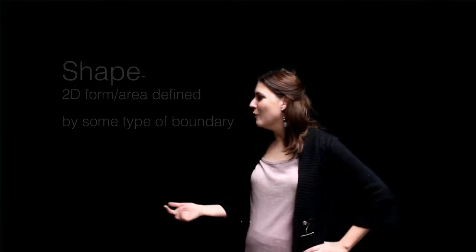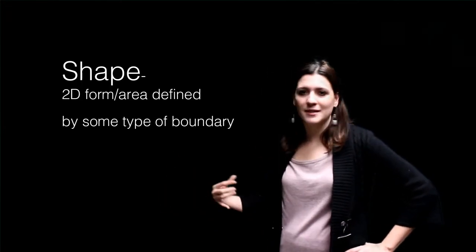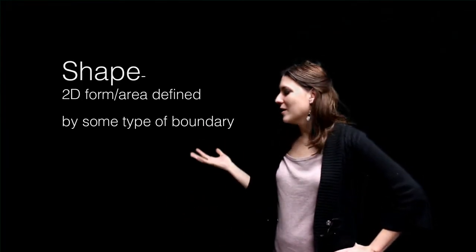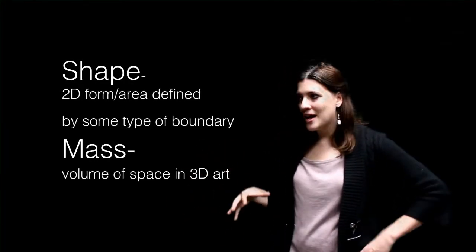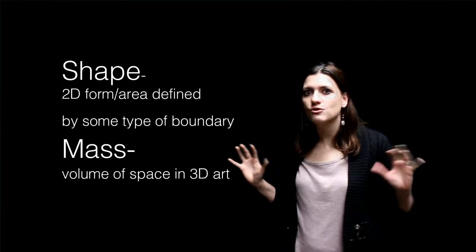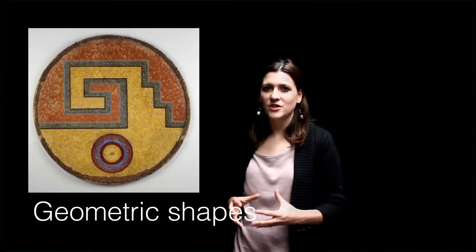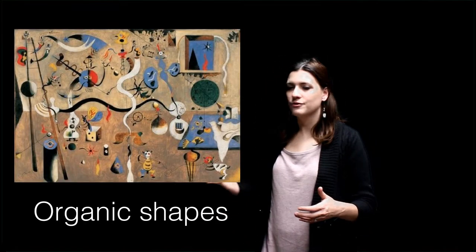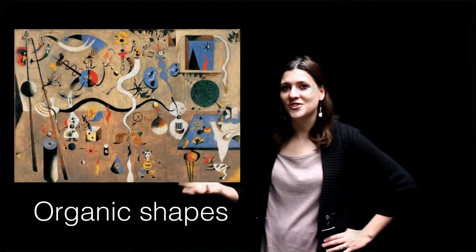The next element discussed in the chapter is shape. Shape is basically just a two-dimensional form or area that has been defined by some type of boundary. In 3D art, we would use the term mass to describe this kind of volume of space. Now, artists can use shape to communicate so many things. If an artist wants to use circles and squares and triangles, we would deem these types of shapes as being more geometric. Or the artist can use what we call organic shapes, which are shapes that have kind of irregular form to them, or forms that you would see in nature.